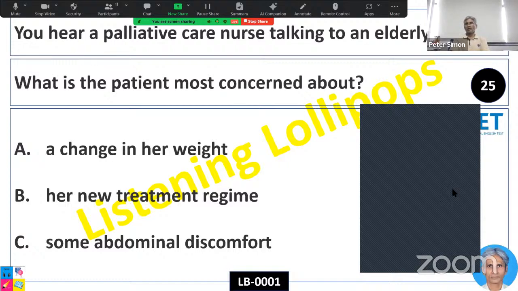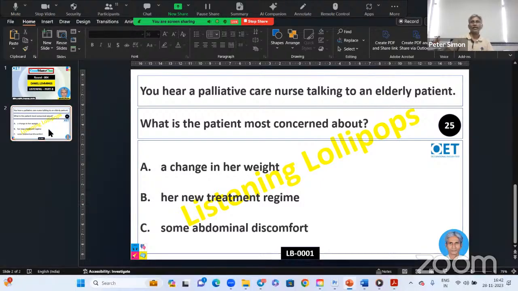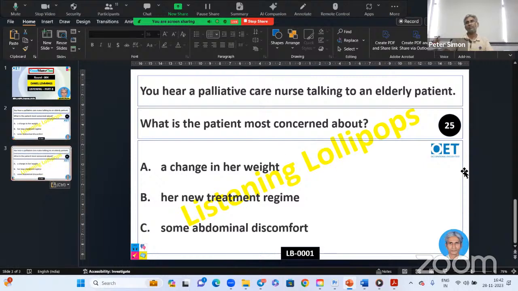Okay, that's fine. Now we will change this one. We will change this one into reading. This listening is going to be changed into reading.